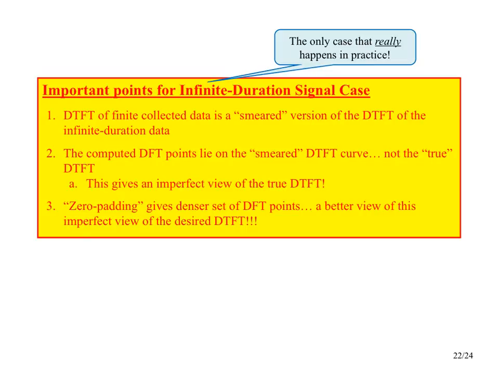So here's a summary of the important points for the infinite duration case, and this is really the case that we would run up against in the real world. So the effect of having a finite amount of data is that we get a smeared version of the infinite duration data DTFT.